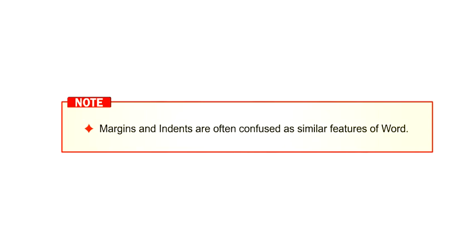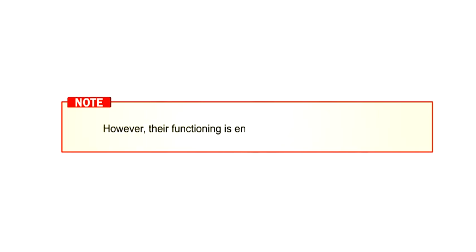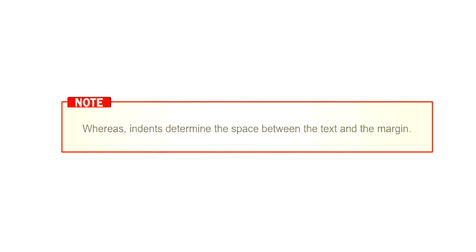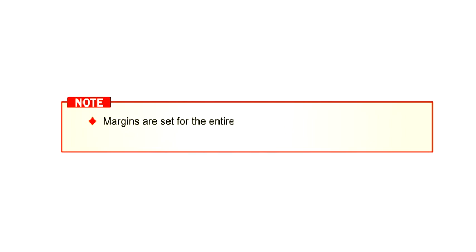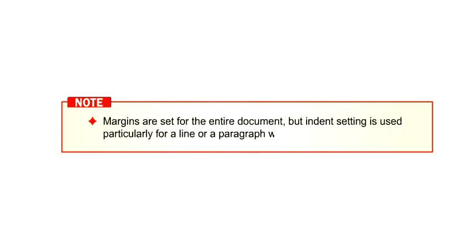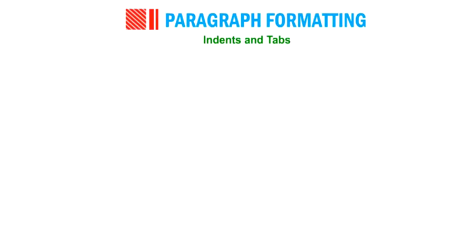Okay, students, note, margins and indents are often confused as similar features of Word. However, their functioning is entirely different from one another. Margins are the space between the text and the edge of a page, whereas indents determine the space between the text and the margin. Margins are set for the entire document, but indent setting is used particularly for a line or a paragraph with margins.